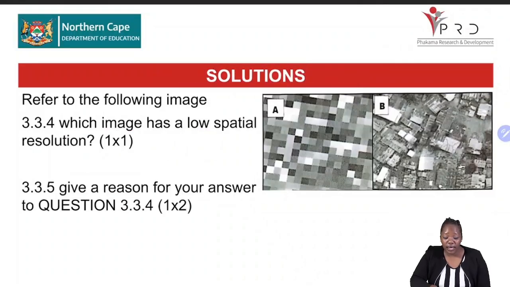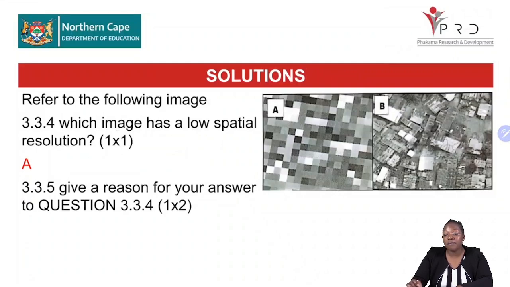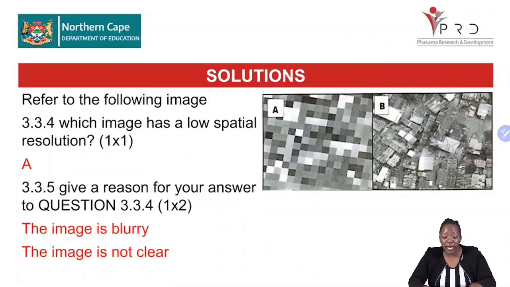Right, looking there, the image with a low spatial resolution is A. Why is it A? As you can see, you cannot tell what is happening in that picture. But looking at picture B, you can see these are the buildings, so it is clear. So giving a reason, we are saying because the image is blurry or the image is not clear, then you get your 2 marks just like that.